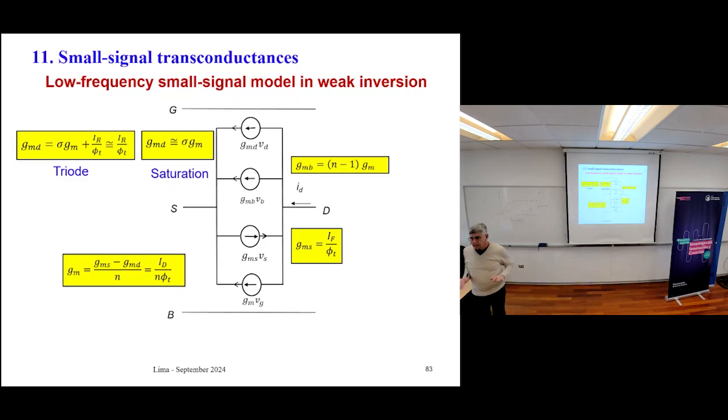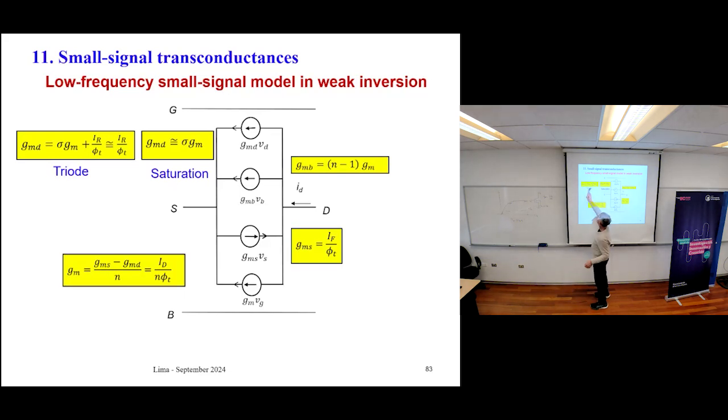What's GMD? GMD is the derivative of ID with respect to VD, right? So, GMD is the slope of the curve. You have one GMD here, another one here, another one there. GMD is the slope of the ID versus VD characteristic.